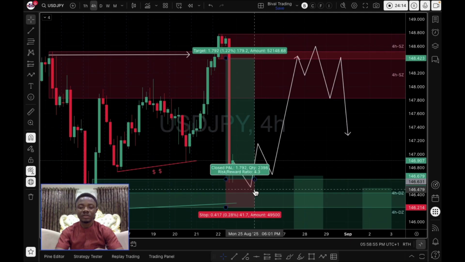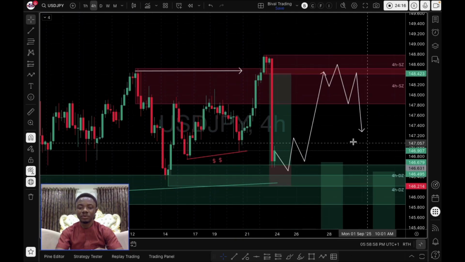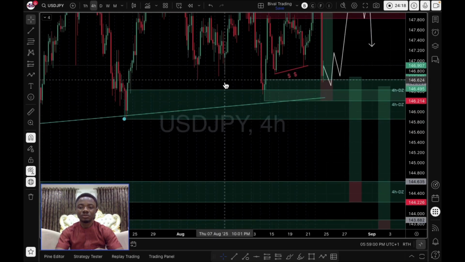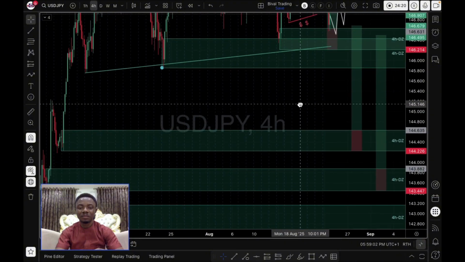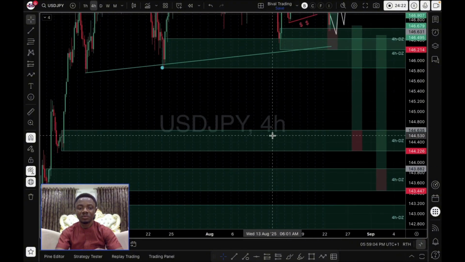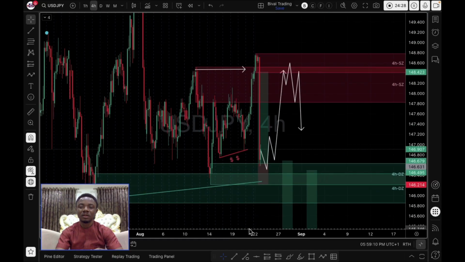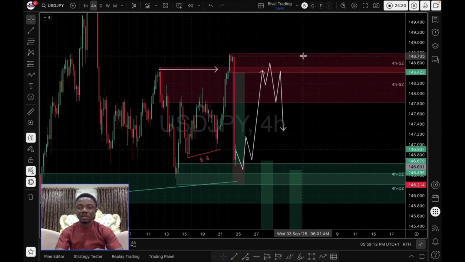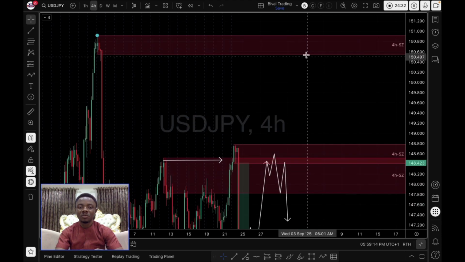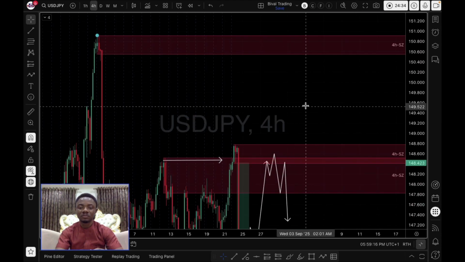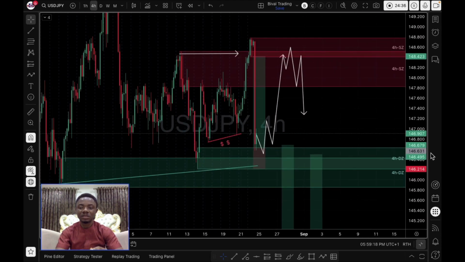Now, what if this zone should fail? What are we going to do? If that zone should fail, then remember, I've always been pointing out this zone. We'll have this zone here to target. Okay. And also have another one down here. Also, what if this particular newly created zone should fail? We'll have this other zone up here. So that is all about USDJPY.